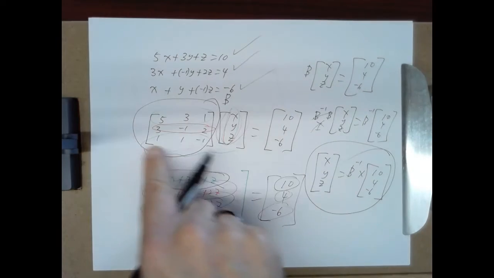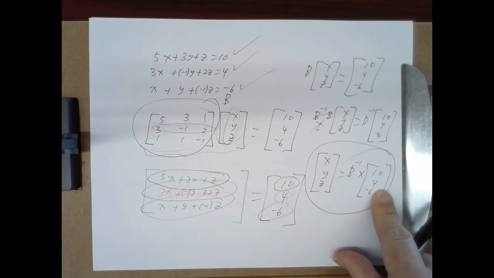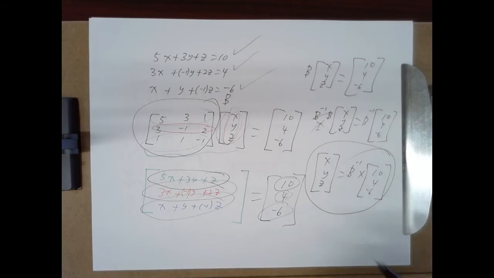So you write down a matrix of your coefficients, you find the inverse, you multiply by a matrix of your right-hand sides, and you get a 3 by 1 matrix. The first element's X, second is Y, third is Z, and there's your solution.